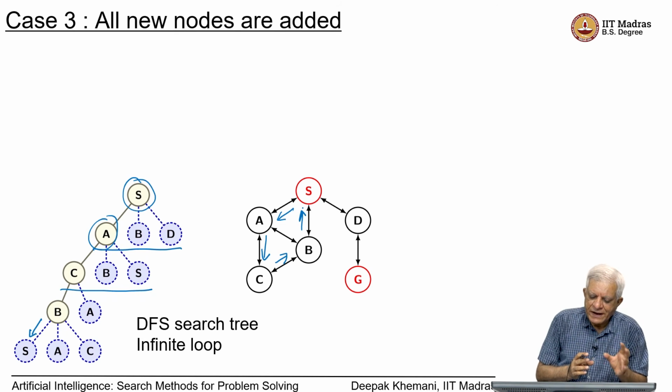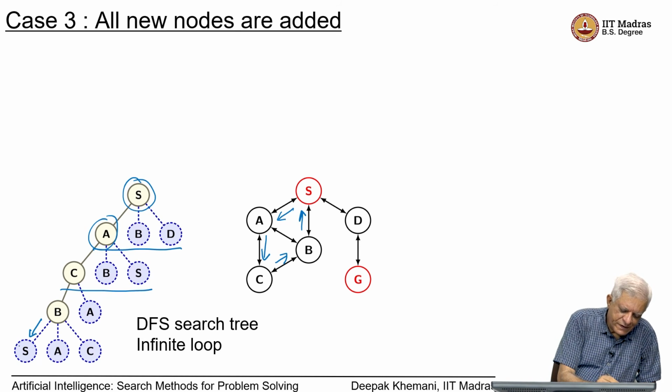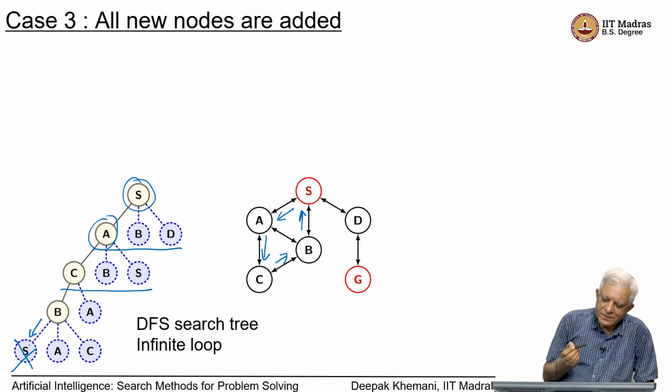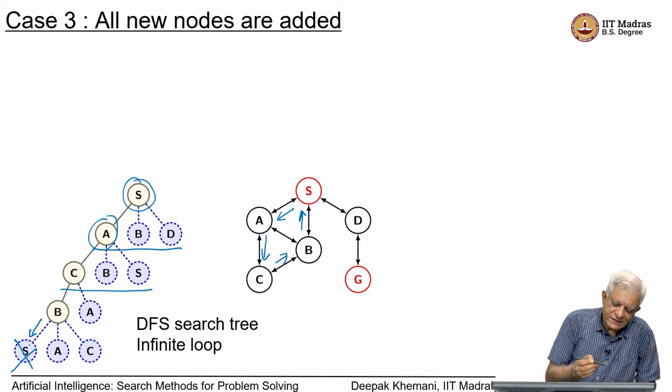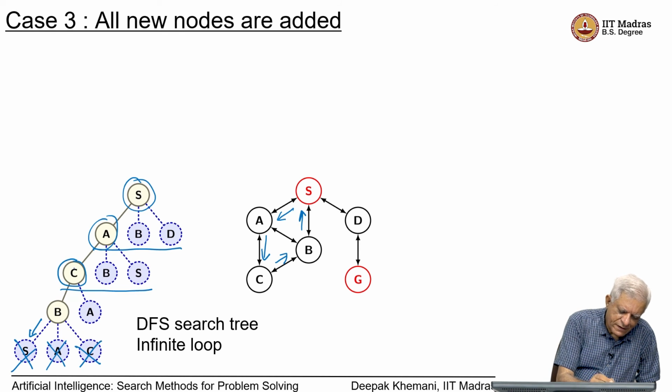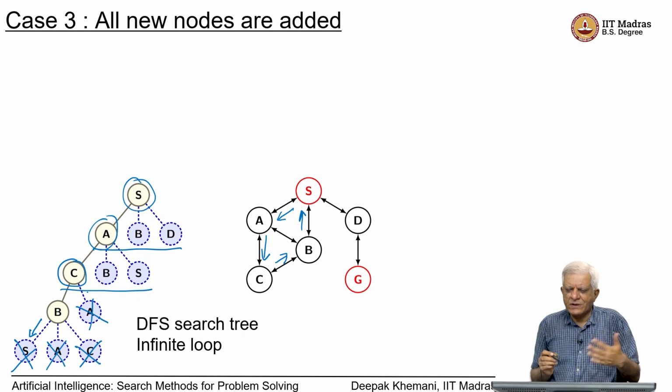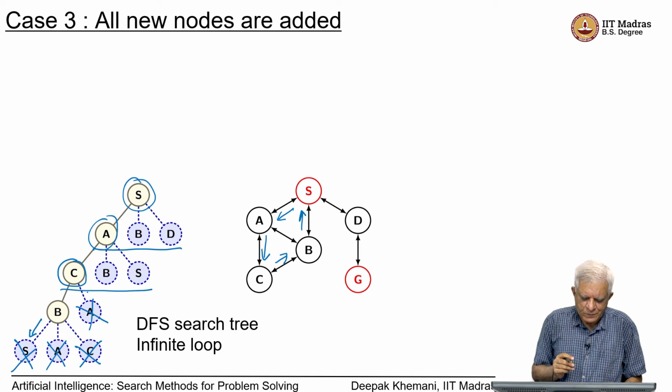If you avoid loops and do not put nodes which are closed, then you can see that this S will not be added to open, and then it will have to shift its attention. In fact, not only S, this A also will not be added, and this C also will not be added, because by then it has seen all of them. Even this A will not be added, because it is already closed by then. So, you can go through this, that if you are pruning closed, it will find the path, and we had seen this earlier as well.